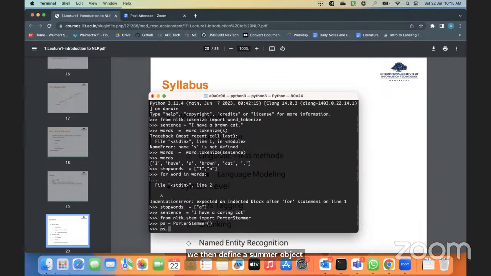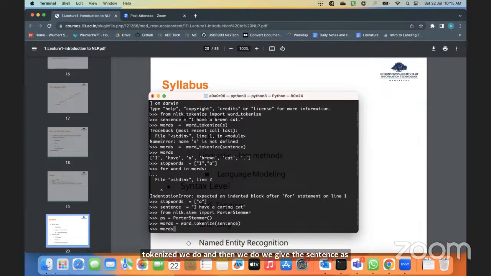So then we use this to find out the sense. So what do we do? As you know, to do anything, we first need to do the tokenization, right? So let's say we do the same thing again. We do word tokenize, and then we give the sentence as input. So this would store all the words you can see here.